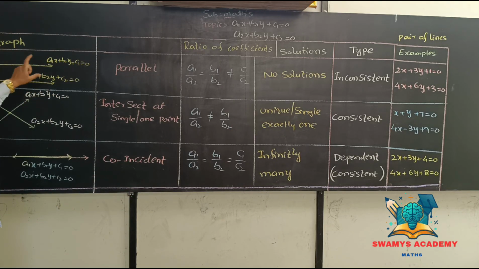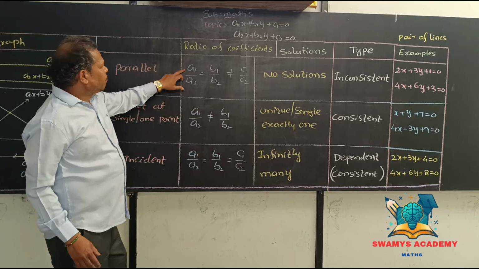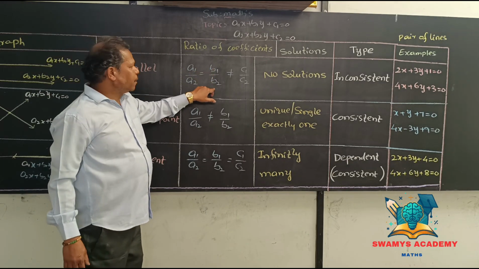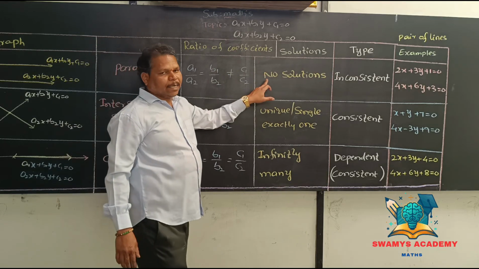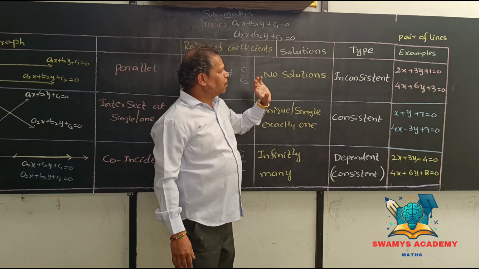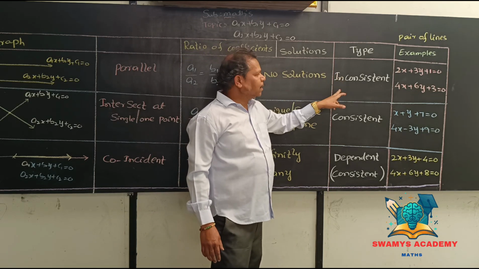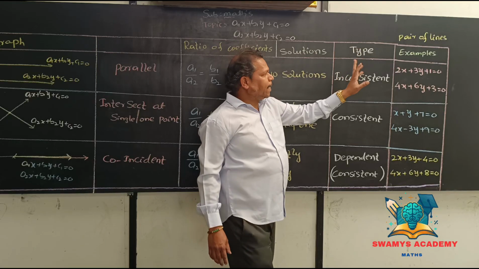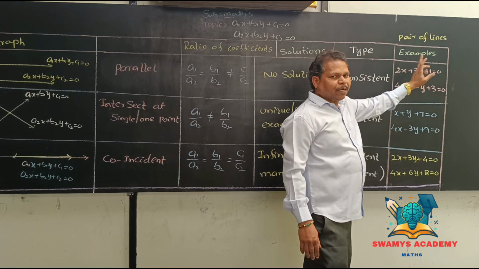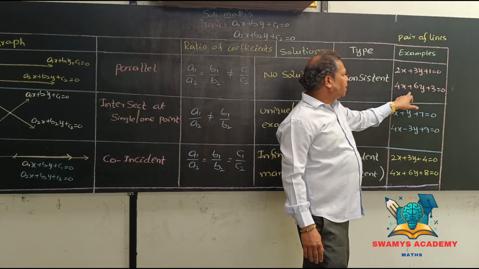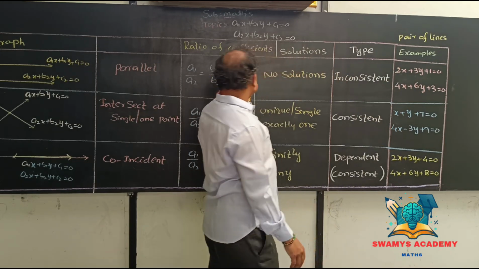The first one, parallel. So ratios of the coefficients: A1 by A2 equals B1 by B2 but not equals C1 by C2. Solution wise we will not get any solution, that is no solution. Type: inconsistent. Pair of lines example: we took one example, 2x plus 3y plus 1 equals 0, 4x plus 6y plus 3 equals 0. This is regarding the parallel.